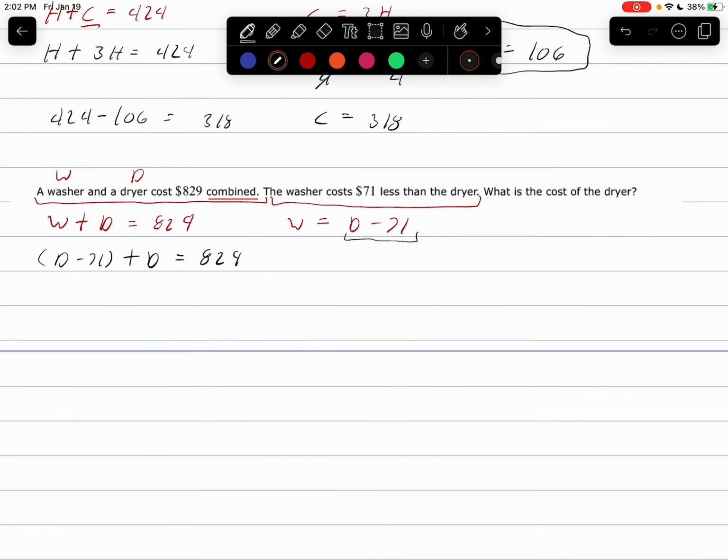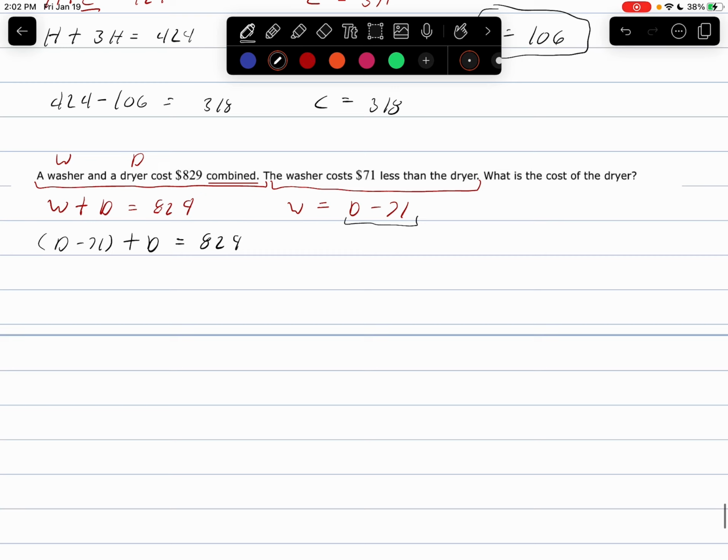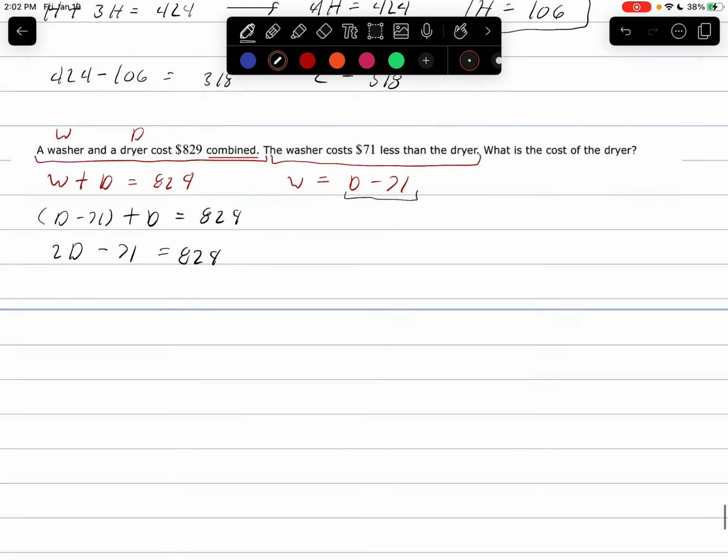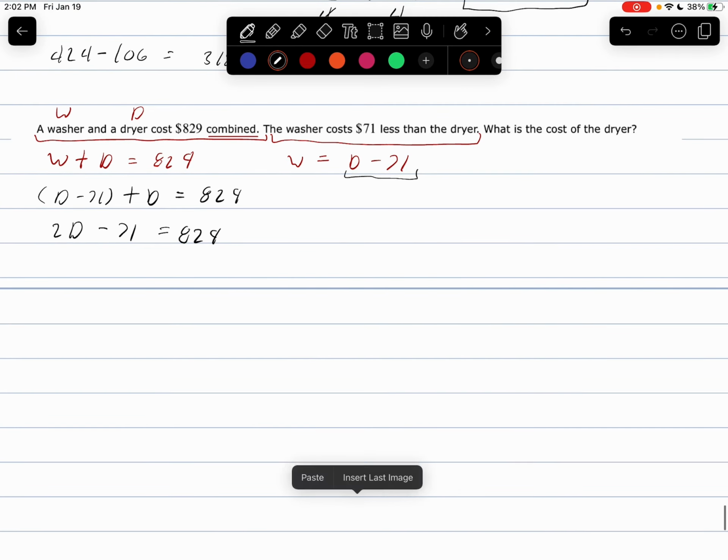Okay? So here we have D minus 71 plus D is equal to 829. So let's go ahead and combine our like terms. So if we have D and D, that's going to give us 2D minus 71 equals 829. So now what we can do is we can add 71 to both sides. Okay, and if we have 829 plus 71, that's going to give us 900.